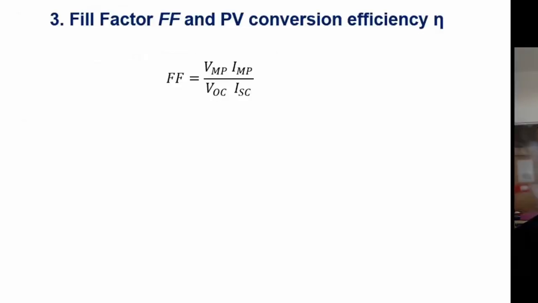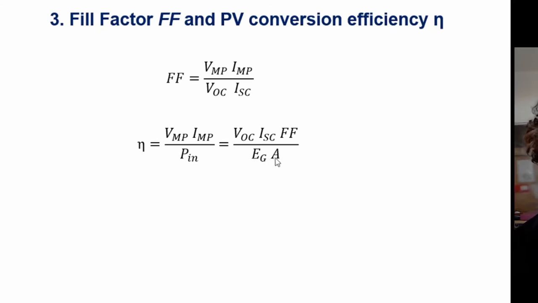We take a look at the fill factor, you know already. We will talk now about the conversion efficiency eta. So you have here the output, which is our electrical output. This is the voltage in the maximum power point times the current in the maximum power point, divided by the input. The input is the global irradiance times the area of the solar cell. You can take the top, in other words, that you just take the open circuit voltage times the short circuit current times the fill factor.